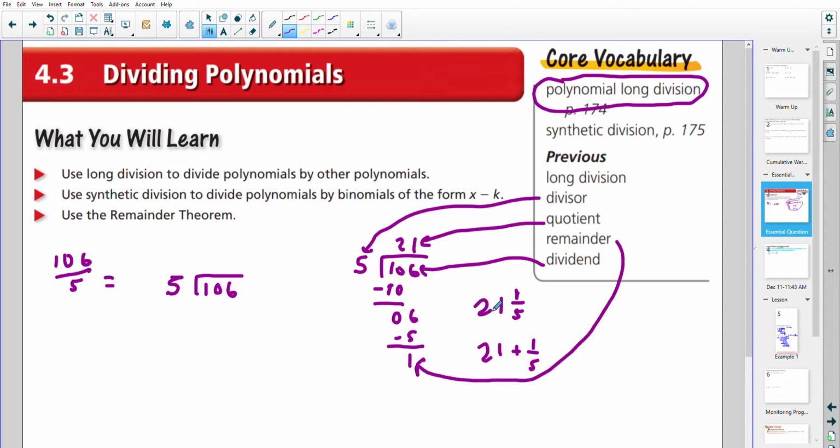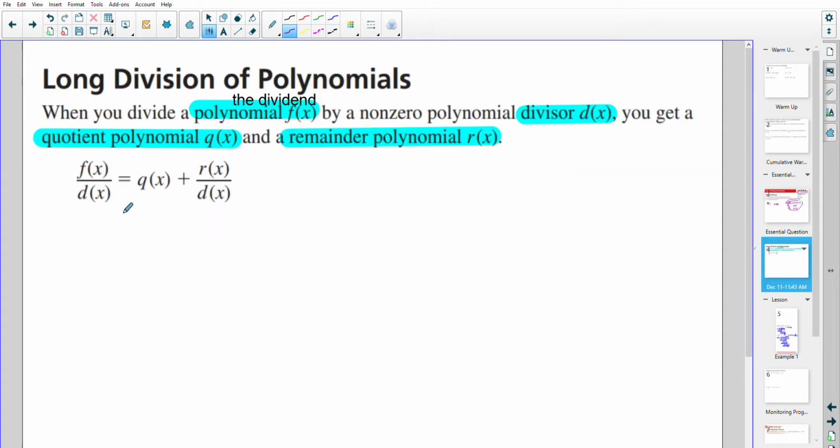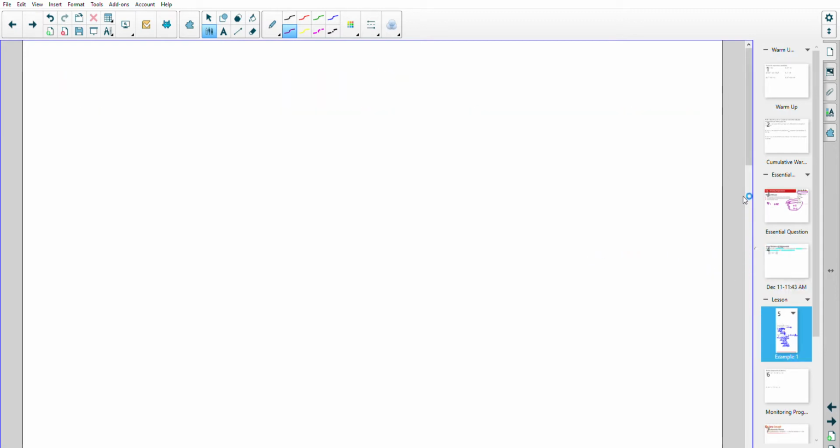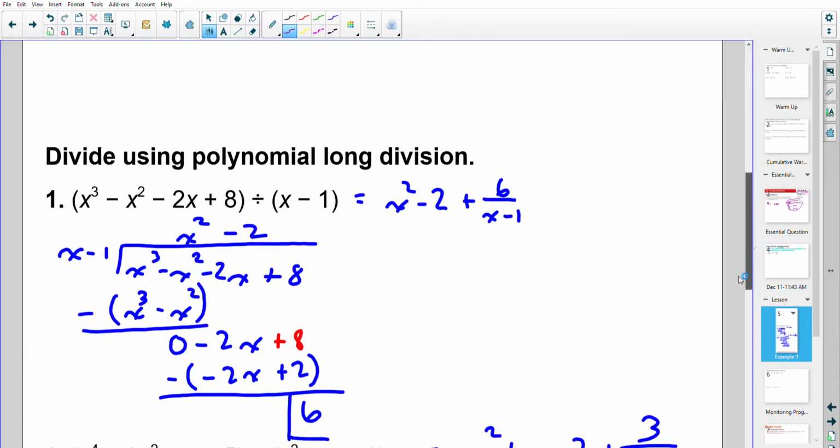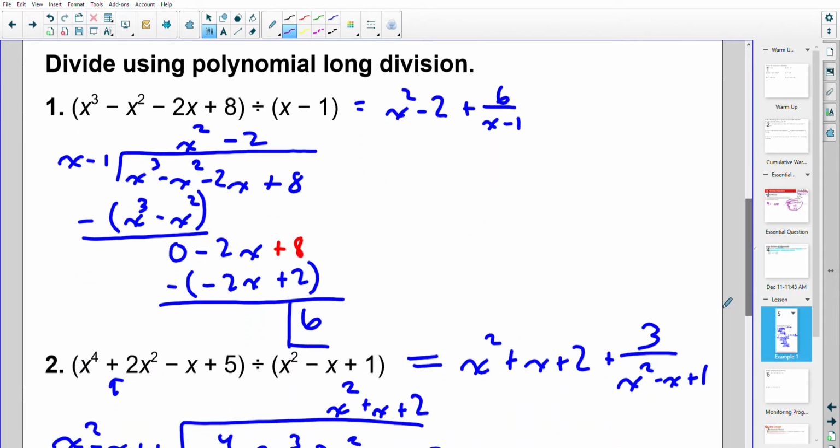Notice that this form, 21 plus 1/5, can look like this or that form. And I wrote it as the plus because in the next slide, you can see that when you take a polynomial and divide by a divisor, you get a quotient plus the remainder over the divisor, just like you did in that simple division problem with numbers. But you can do the same thing with polynomials. I wrote this out beforehand because there's quite a few numbers, but I can talk through it.